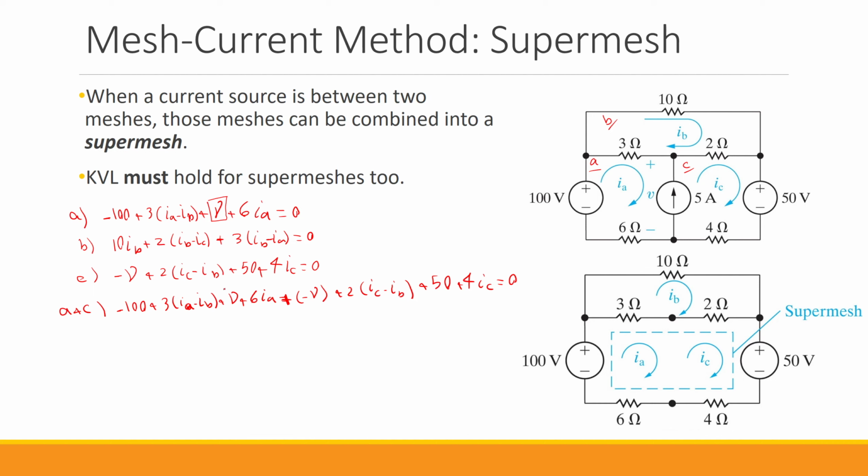So now, as you can see, we have V with the positive sign, and also we have V with the negative sign. So these two would cancel each other out. So the end result is going to be negative 100 plus 3(IA minus IB) plus 6IA plus 2IC minus IB plus 50 plus 4IC equals 0.